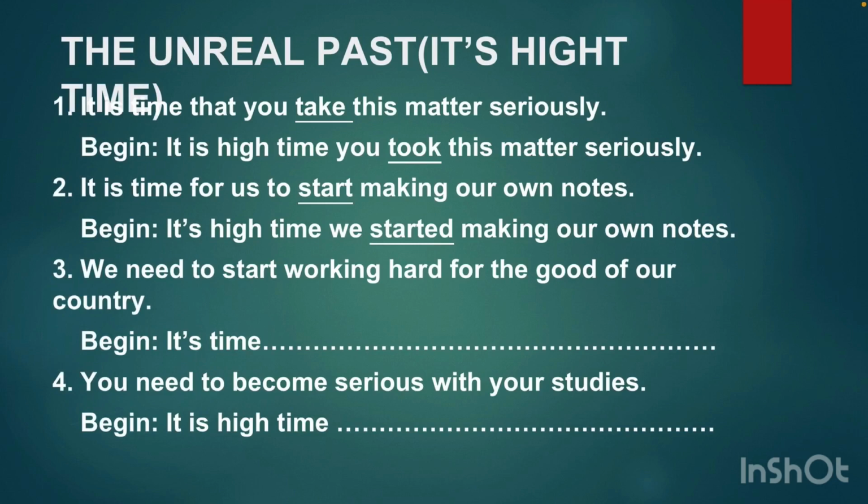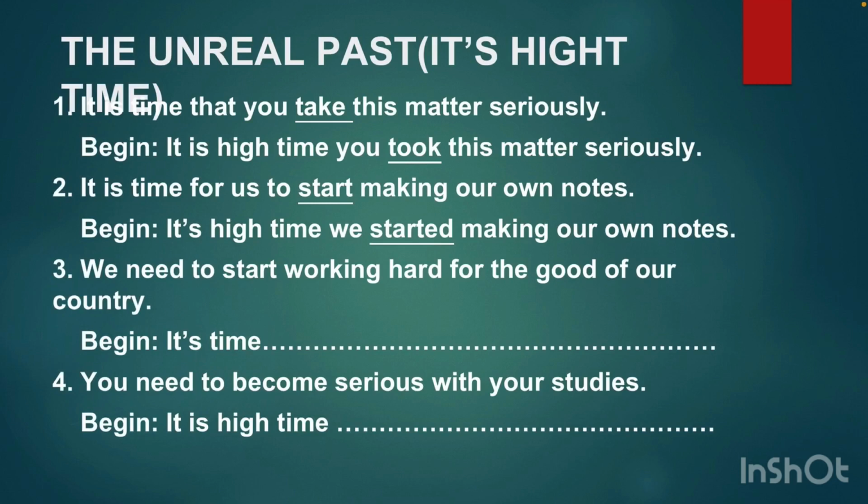So it is time for us to start making our own notes. How do you rewrite that when you use it is high time? So it's high time we started making our own notes. Why have we changed it to we? Because we cannot say it's high time us started making our own. That will not make sense. So we need to have a pronoun here that will serve as a subject. It's high time we started making our own notes. We have only changed start to started.